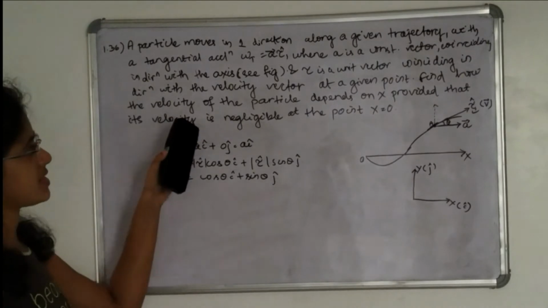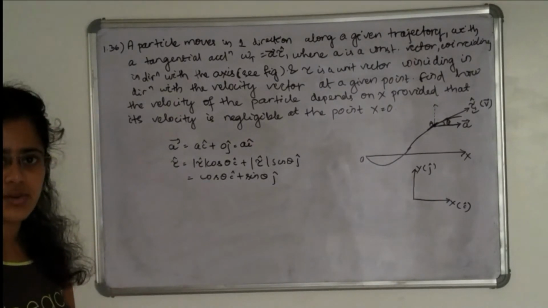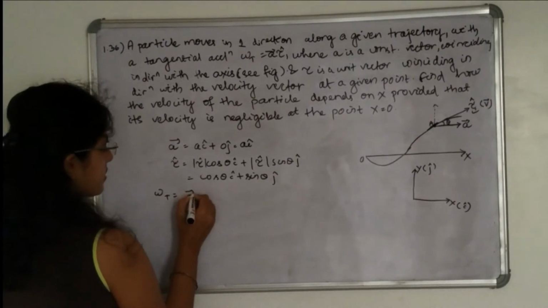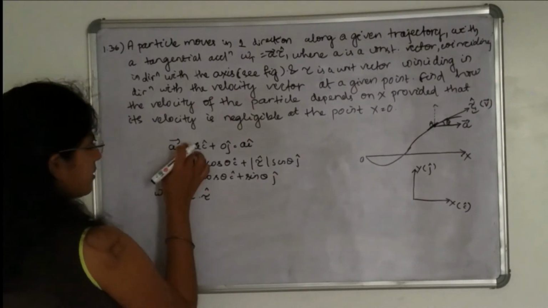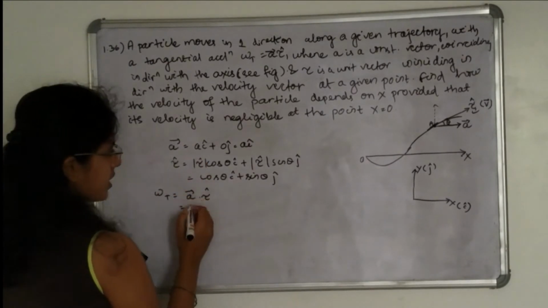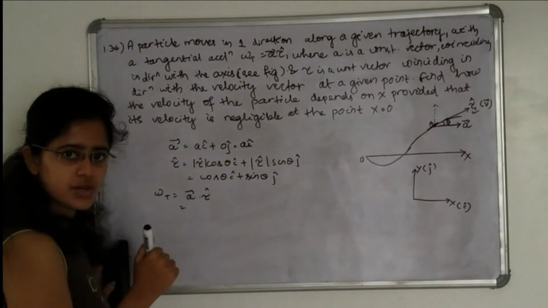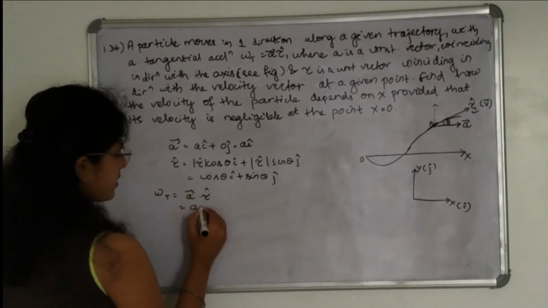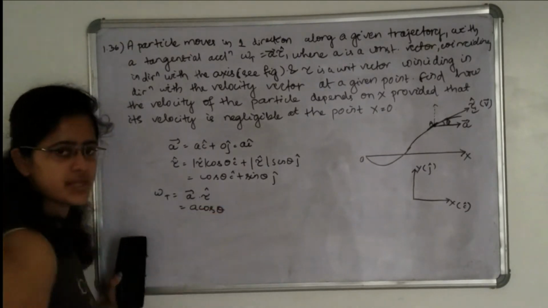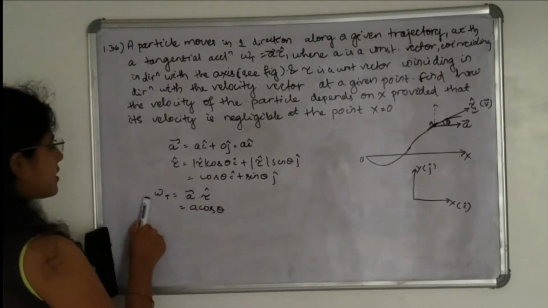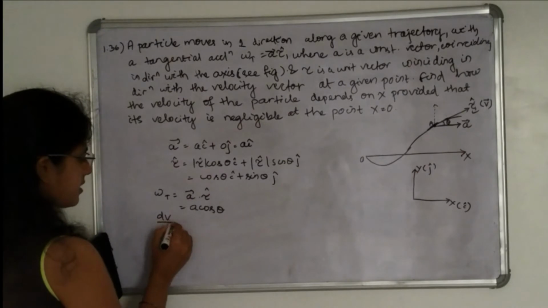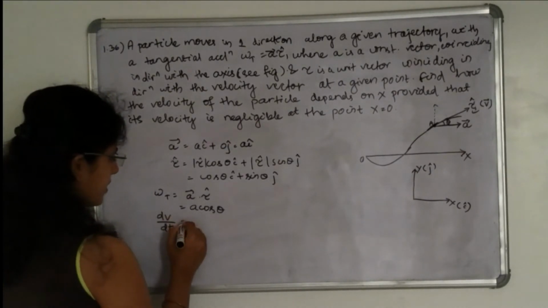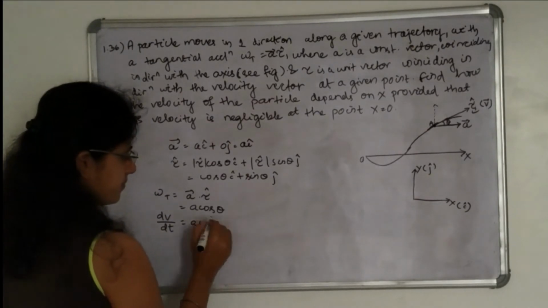Given that the tangential acceleration omega t is a vector dot tau cap. So omega t is a vector dot tau cap. If we dot product these two vectors, then what can we get? i cap dot i cap is equal to 1. i cap dot j cap is equal to 0. So simply multiplying this, we get a into cos theta. We also know that tangential acceleration is the derivative of velocity with respect to time. So dv by dt is equal to a cos theta.